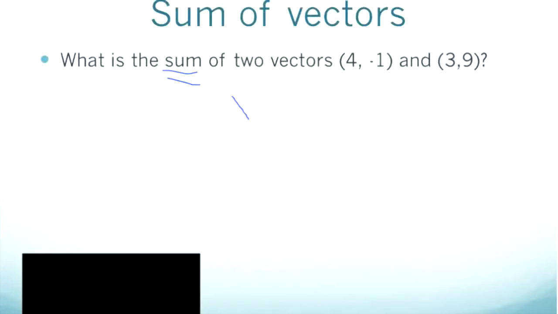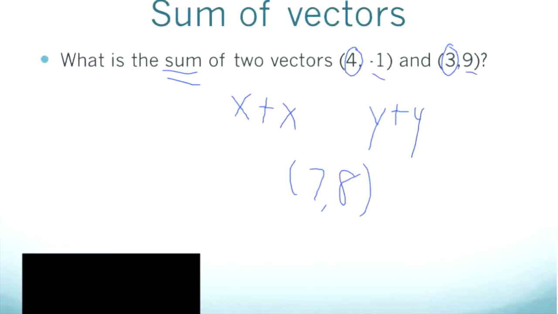Okay, so one way we do it, we are going to add x with our x, then we're going to add our y with our y. So let's sum these two vectors together. So 4 and 3 would be 7, -1 and -9 would be 8. So that is the sum of your vectors.